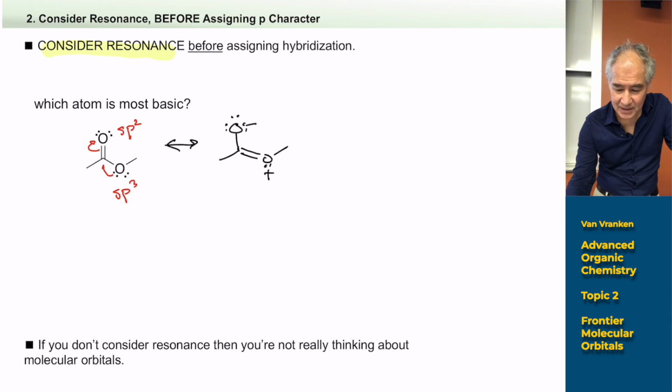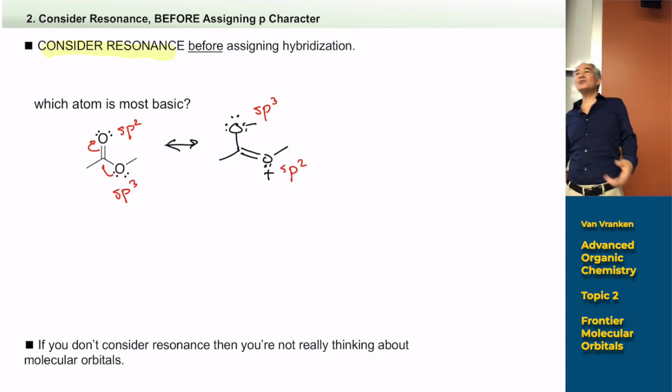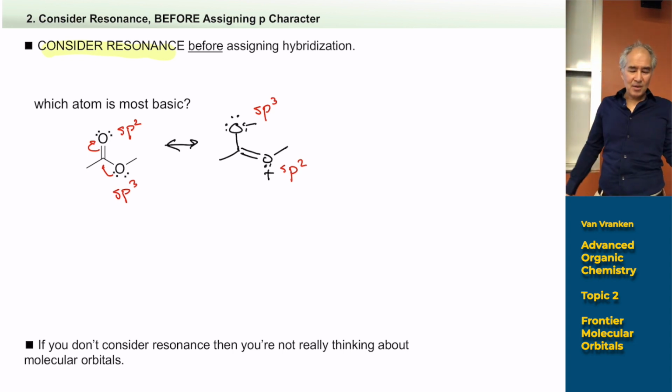And now when I draw those electrons out and I ask what's the hybridization, you're going to come up with the completely opposite conclusion. Now in this other resonance depiction, which is just as good, this top oxygen is sp3 and the bottom one is sp2. And so what's the hybridization of these oxygen atoms? Well, it's somewhere in between sp2 and sp3.